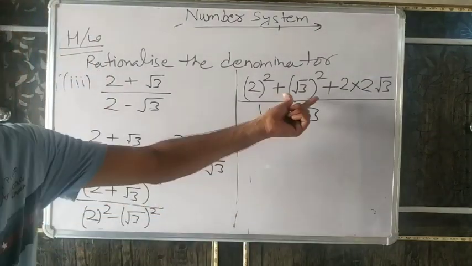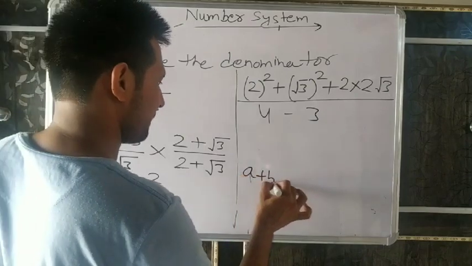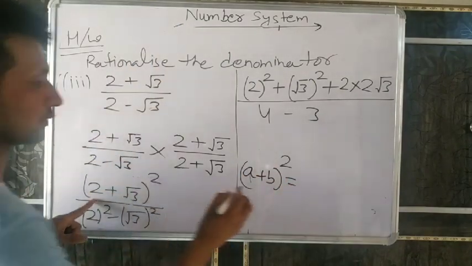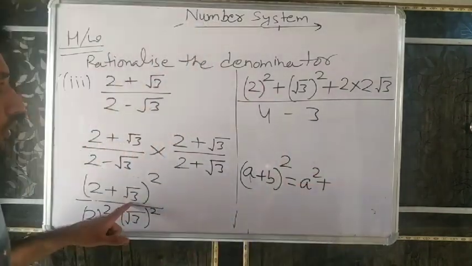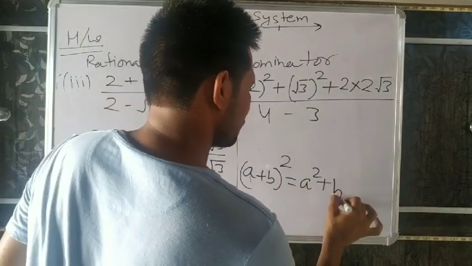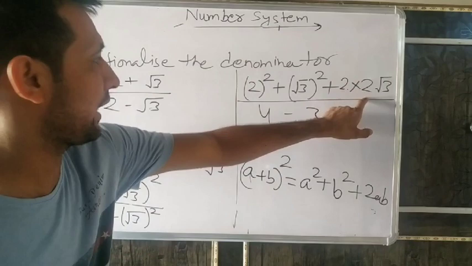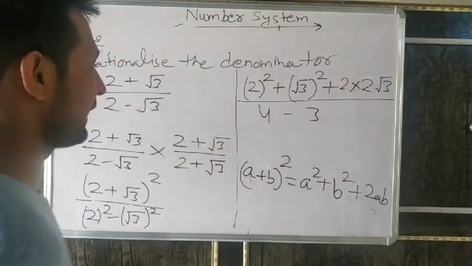Do you understand here? Which formula did we apply? A plus B whole square. What is A plus B whole square? First number square, A square, plus second number square, root 3 square, that is B square, plus 2AB. 2 into A, 2 into B, root 3. Next.